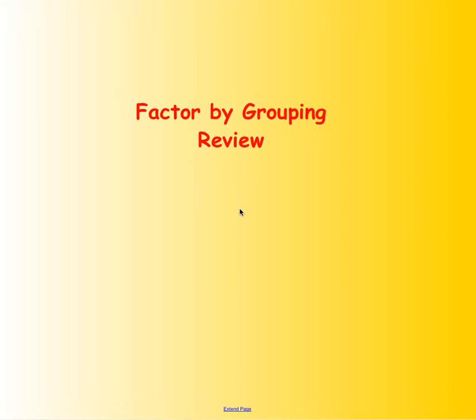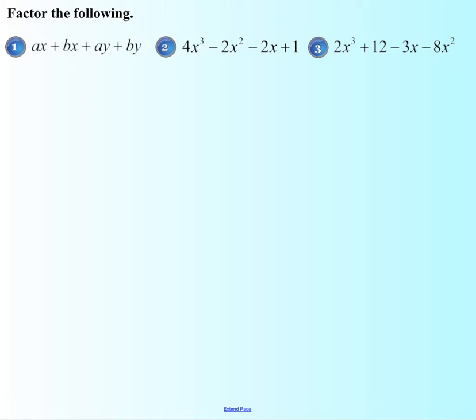This video is a quick review of how to factor by the grouping method. So we've got three examples here, starting with number 1. The grouping method is useful when you have an expression that is 4 terms. So here's how we do grouping. And again, this would be useful for anything that is 4 terms.